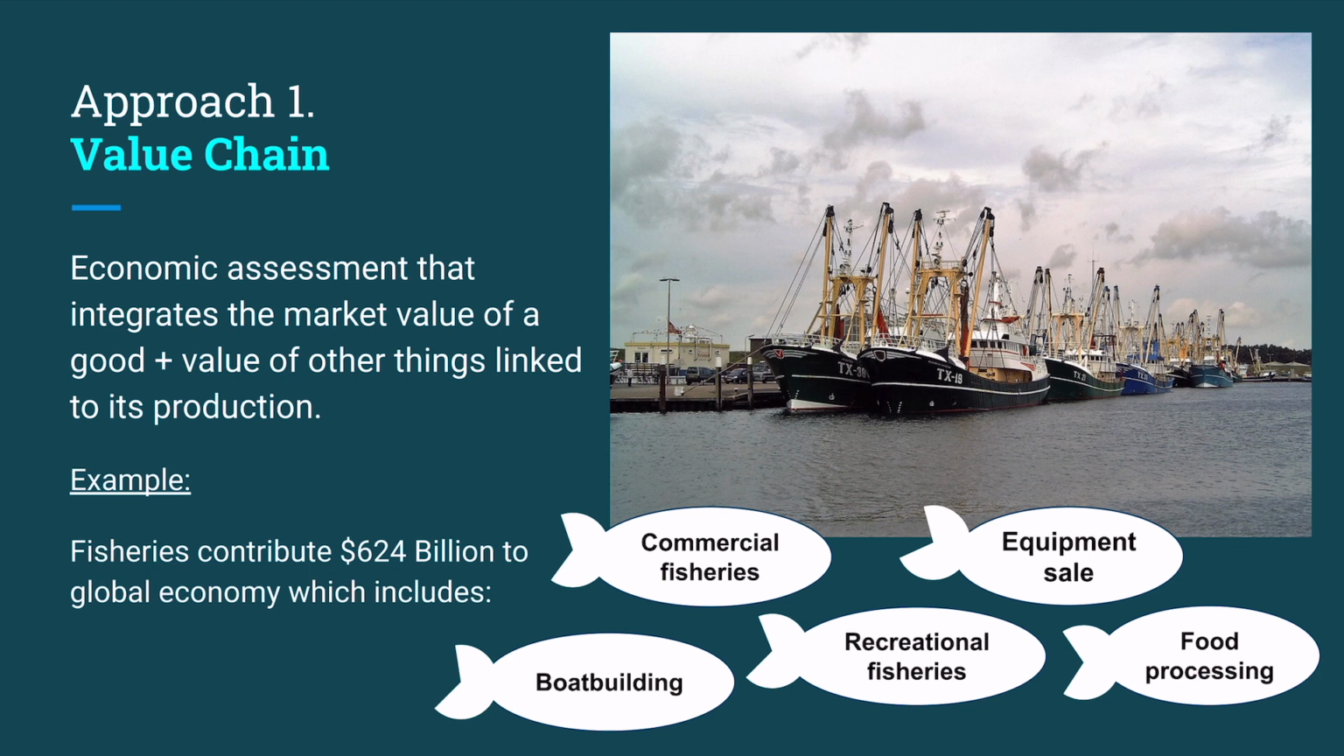The easiest approach to understand is the value chain economic assessment, which integrates the market value of a good and the value of other things linked to its production. This type of valuation method is suitable for placing a value on specifically provisioning services. So for example, fisheries contribute $624 billion to the global economy a year, which includes not just the value of the seafood itself that we consume, but also the jobs that commercial fisheries bring, the equipment sale, boat building and repair, recreational fishing, and food processing.